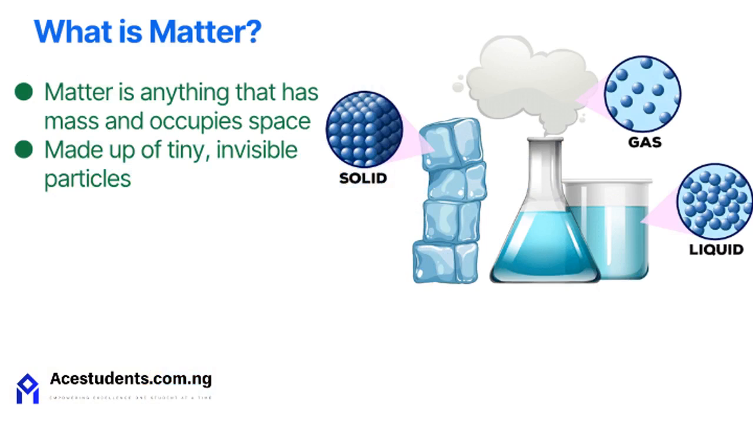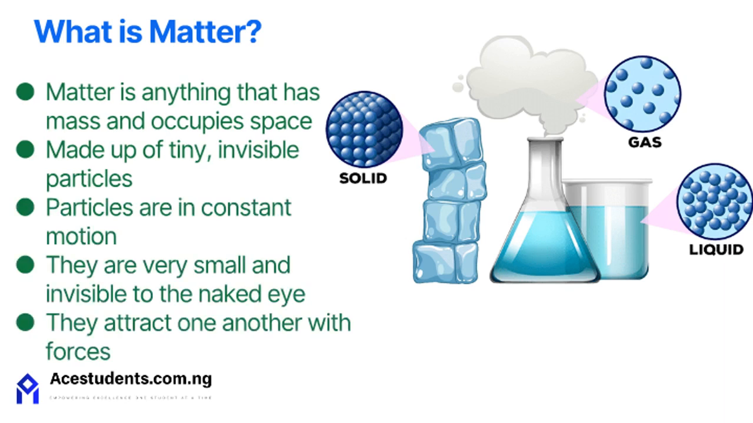All matter, whether solid, liquid, or gas, is made up of tiny, invisible particles. These particles combine in different ways to form the substances we see around us. The particulate theory of matter explains that particles are always in motion. They are extremely small and invisible to our eyes. And importantly, they exert forces of attraction on each other.